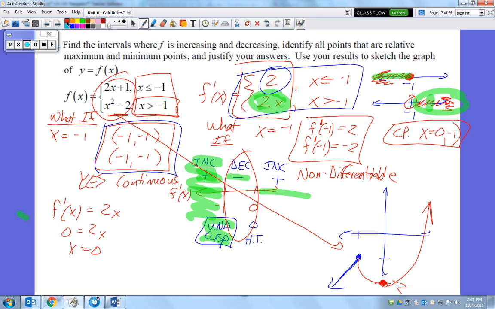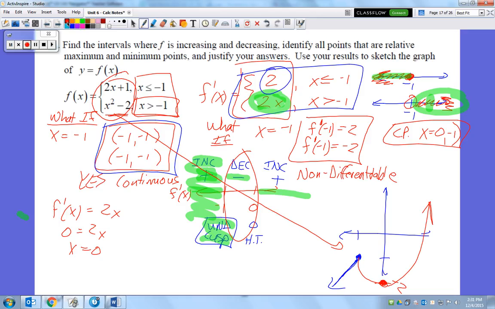Here are your answers because we're running out of time. We're going to put per first derivative test, f of x is increasing on -infinity to -1, union 0 to infinity. Some of you already wrote it down. I can see that. f of x is decreasing on -1 to 0. Are we good?